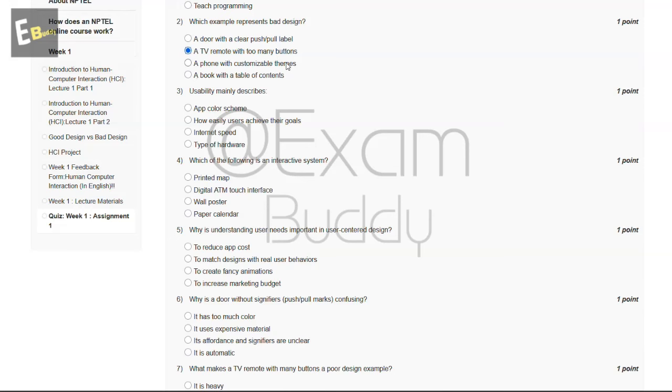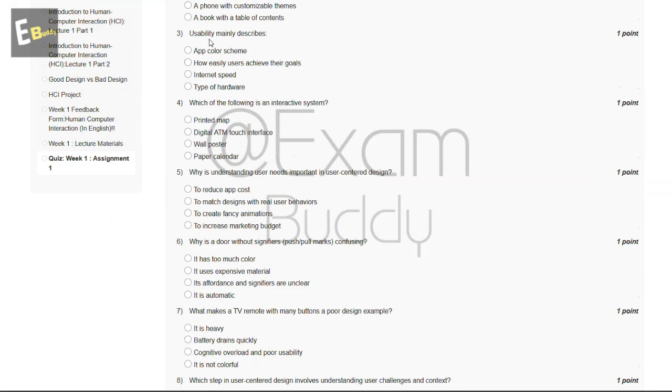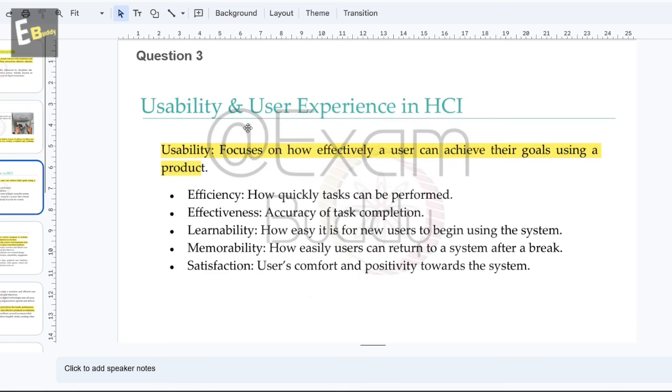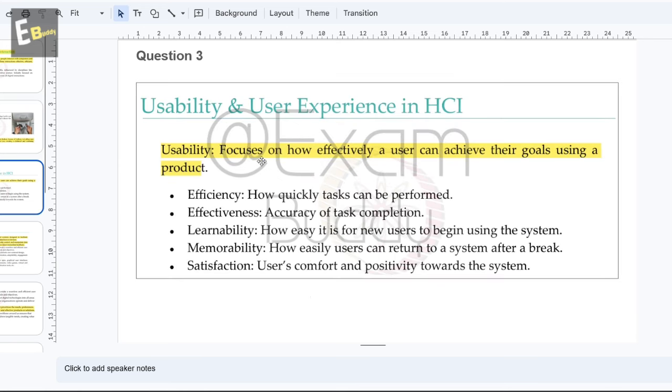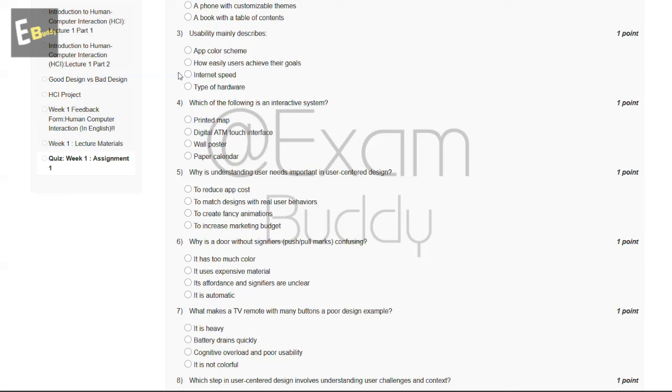And now let's go to our question number 3. Usability mainly describes. So these are the options. And now let's check the explanation. So explanation says usability focuses on how effectively a user can achieve their goals using a product. So the answer of our third question is B. How easily users achieve their goals.